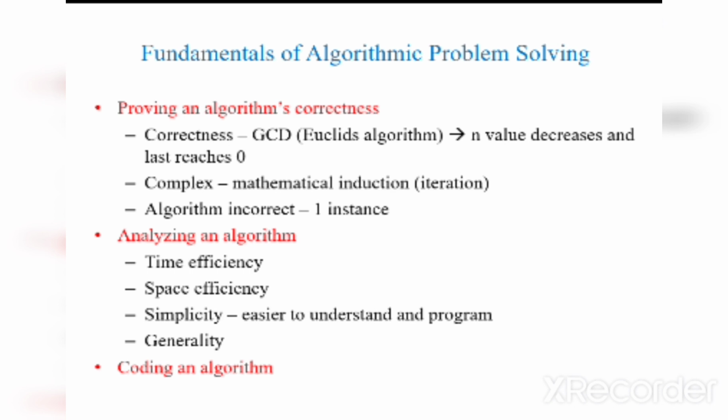So third one, it must be simpler, that is easier to understand and program. Fourth one is generality. Next, coding an algorithm. At last, after following these steps in a perfect manner, then only we have to code the algorithm.